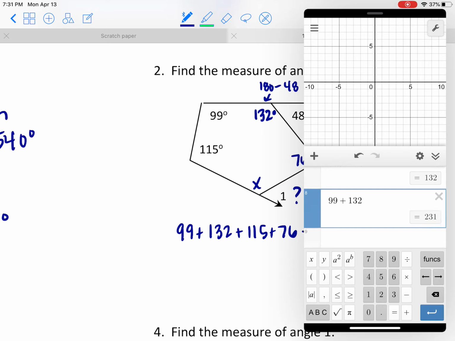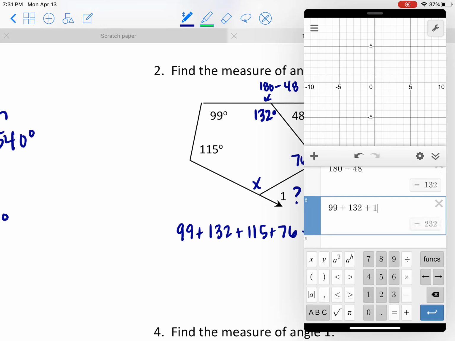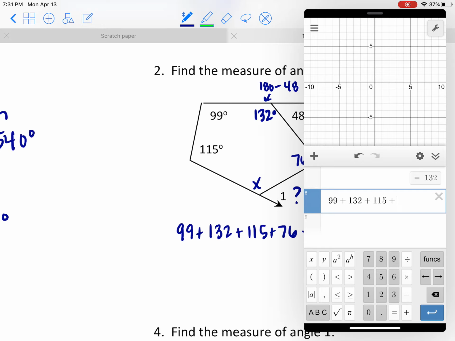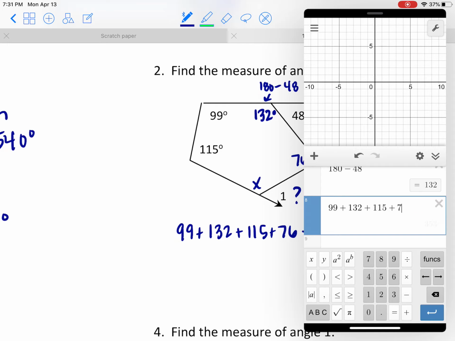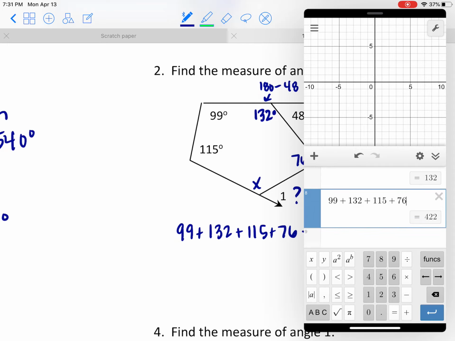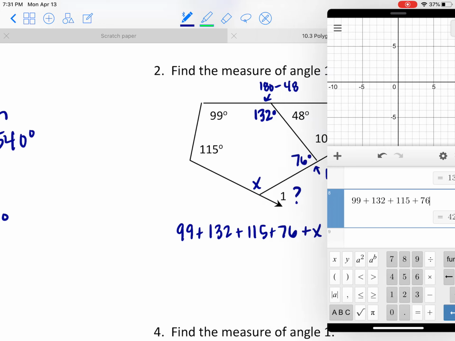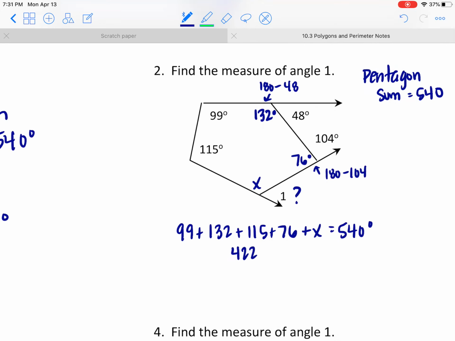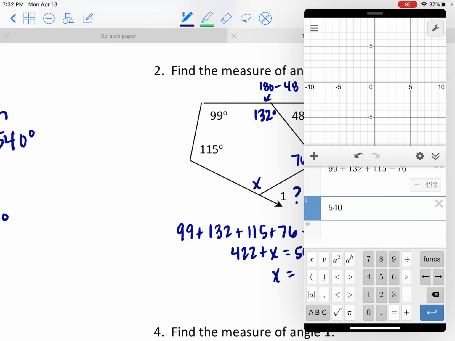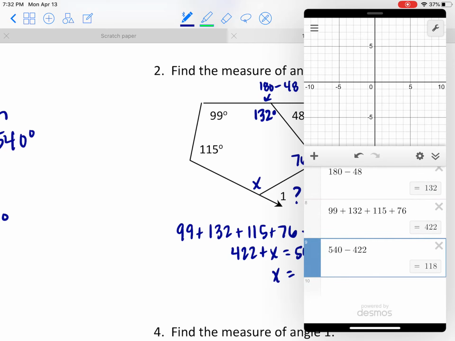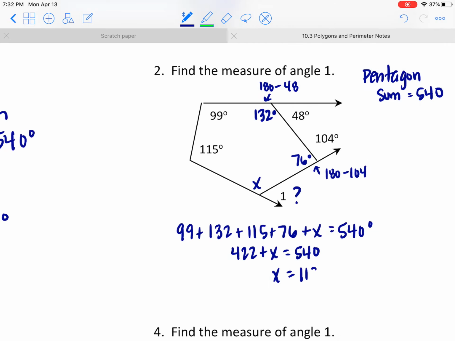99 plus 132 plus 115 plus 76 is 422 degrees. So 422 plus X has to equal 540. If I subtract that over, 540 minus the 422 is 118. So this angle here is now 118 degrees.